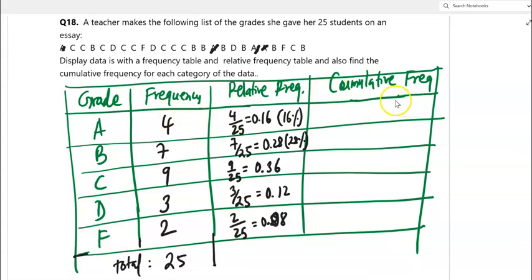Now, cumulative frequency is slightly different. The cumulative frequency of A is the same as its frequency, 4, so I write 4 here. The cumulative frequency of B is 4 plus 7, which is 11. The cumulative frequency of C is 11 plus 9, which is 20. For D, the cumulative frequency is 20 plus 3, which is 23. And finally, 23 plus 2 is 25, the cumulative frequency of F. That's how you do it, and that's the answer to question number 18.